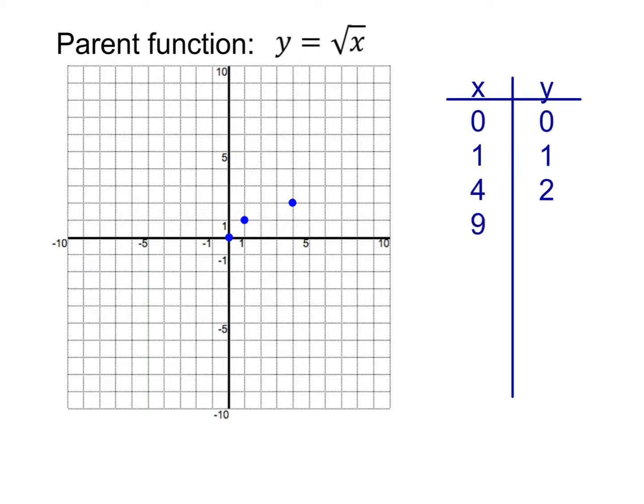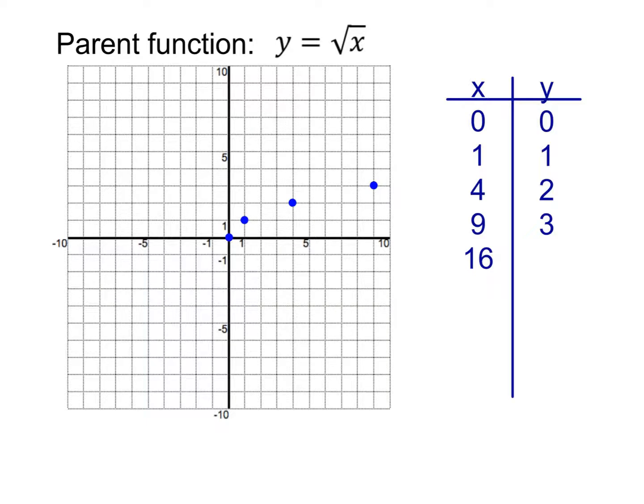9, yeah. So my x value that I'm going to try next is 9, because the square root of 9 is 3. So I have the point (9, 3). I can go ahead and plot that one, (9, 3). Okay, what would be the next x value you would choose?